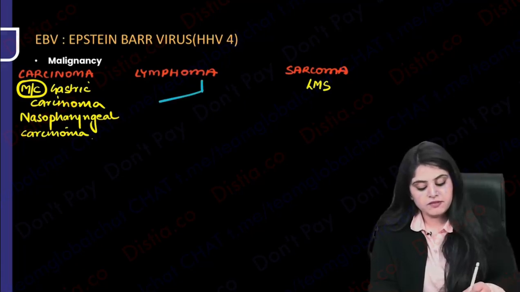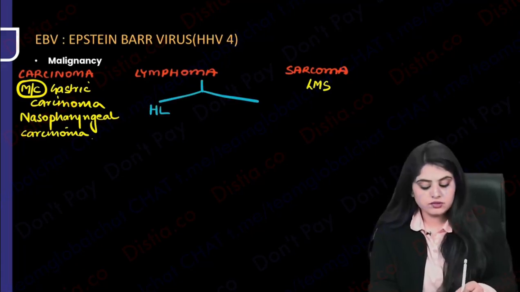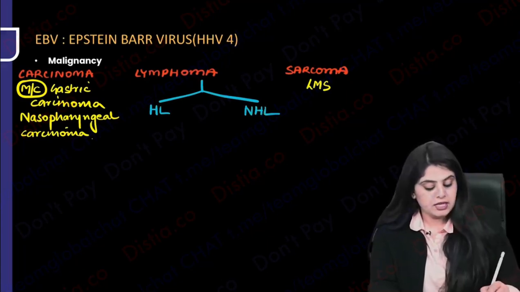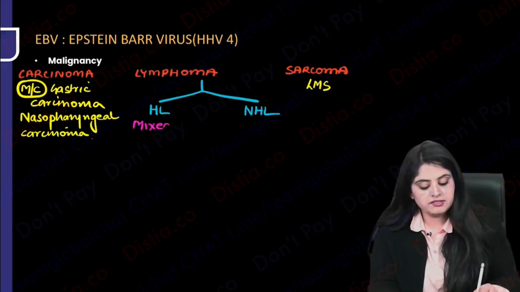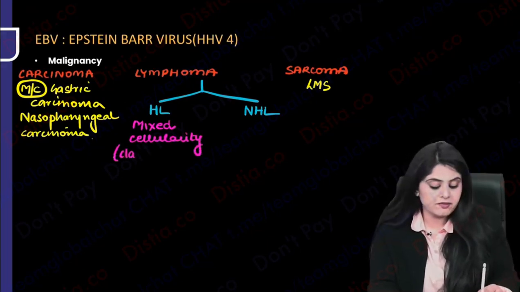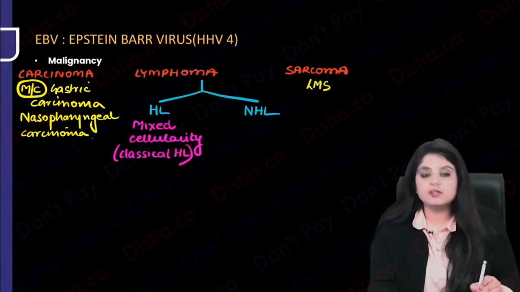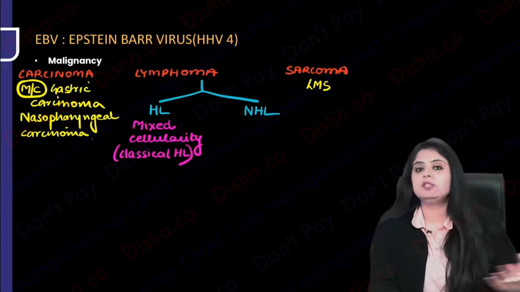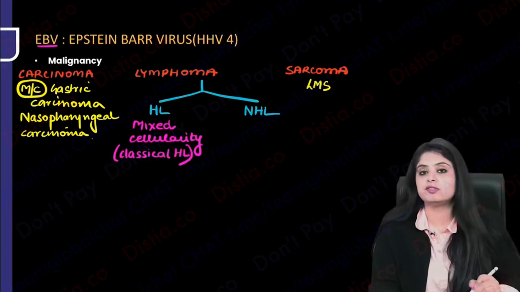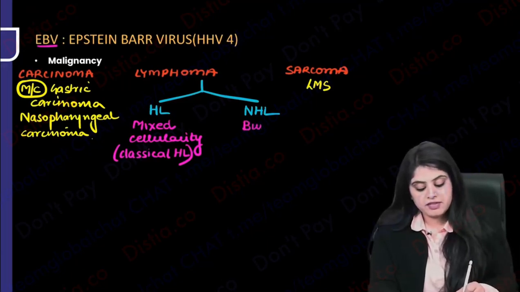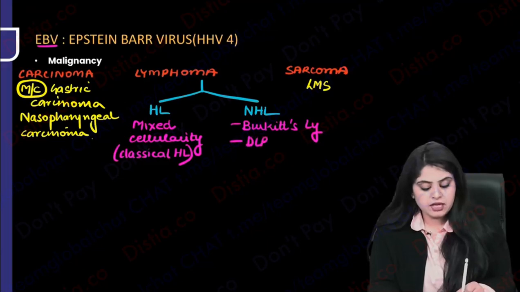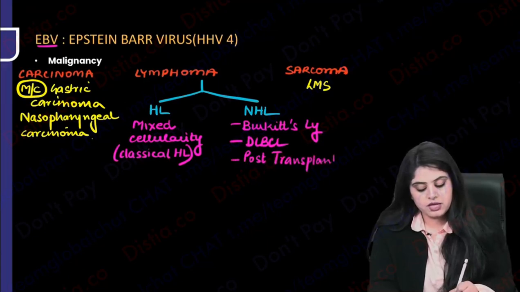And what about the lymphoma? We all know lymphoma is of two types, Hodgkin's lymphoma, non-Hodgkin's lymphoma. Under Hodgkin's lymphoma, you usually have the mixed cellularity one. Although guys, the entire classical Hodgkin's lymphoma family is associated with Epstein-Barr virus. So mixed cellularity in India is most common, but otherwise all the classical Hodgkin's lymphoma have EBV association. Non-Hodgkin's lymphoma, you have the very famous Burkitt's lymphoma. You've seen all these things I've taught you in pathology. Diffuse large B-cell lymphoma. You can even have after transplantation, there is a post-transplant lymphoma.